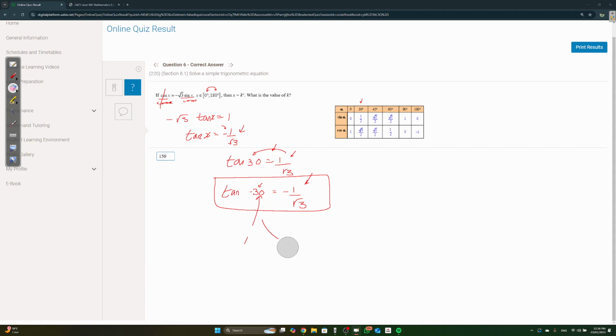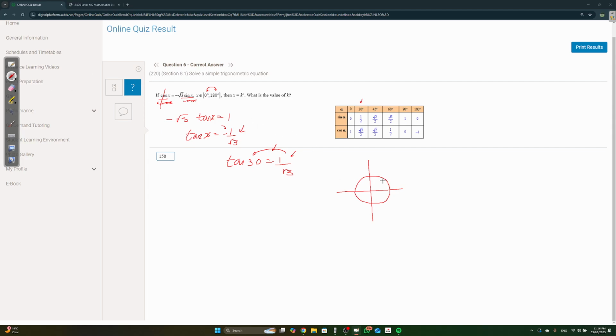Also, what you can do, knowing that tan 30 is equal to 1 over root 3, this is what people do. They work with the unit circle, and this is what I recommend always, is understanding the unit circle. Tan 30, it's over here, okay? It's about over here.